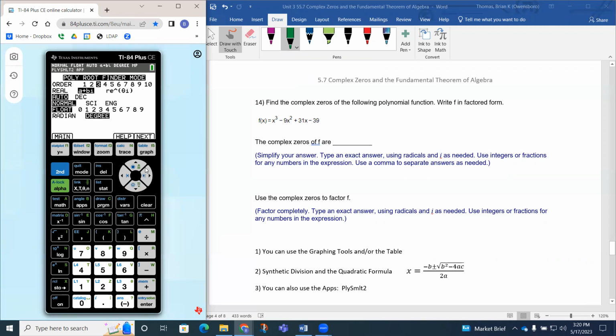It looks good. So if I hit next, 1 there, minus sign, that needs to change to a 9. Plus sign, that looks good. 31. Minus sign looks good. 39. Again, you may have to identify yours as a sub 3, a sub 2, a sub 1, and a sub 0. Those are just the coefficients of the variables. So a sub 3 is the coefficient of x cubed, which would be 1. A sub 2 would be -9. A sub 1 would be 31. And a sub 0 would be -39.